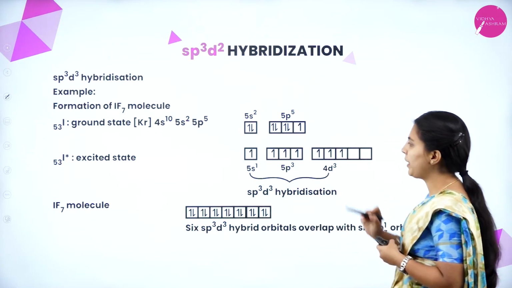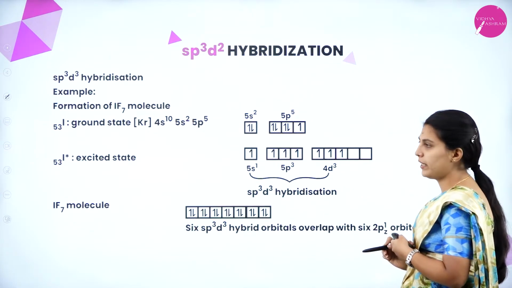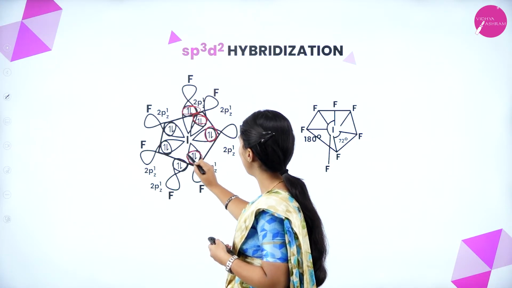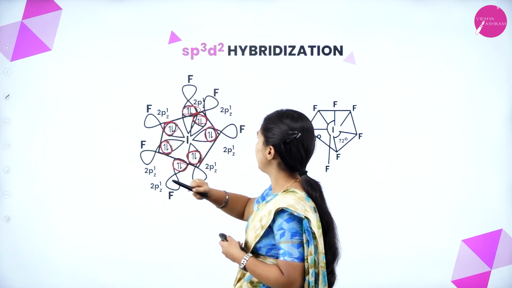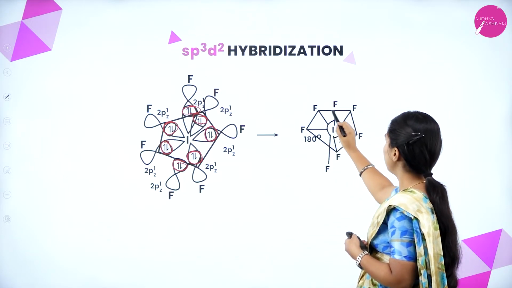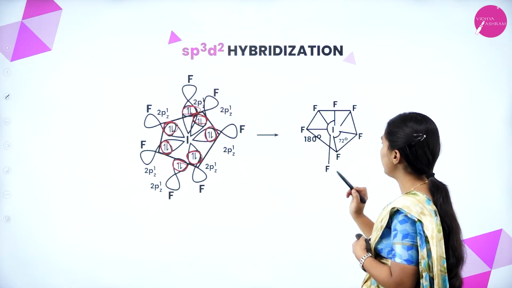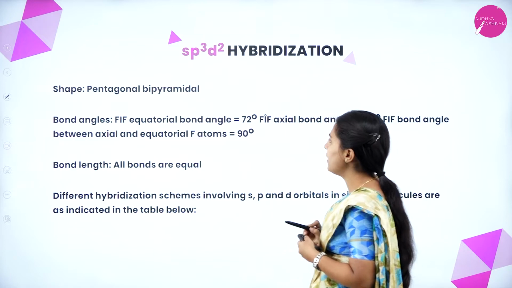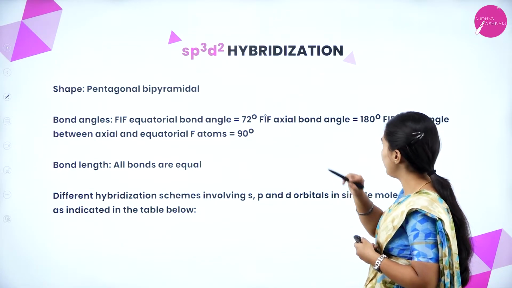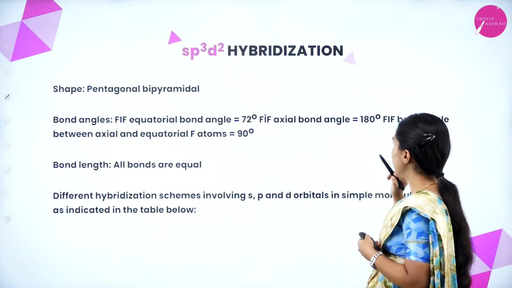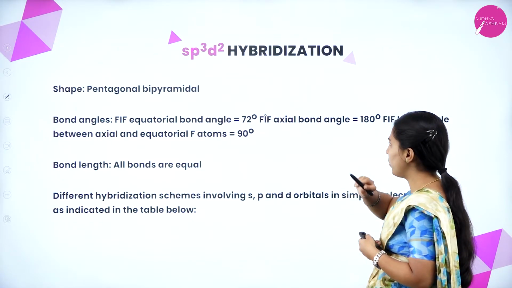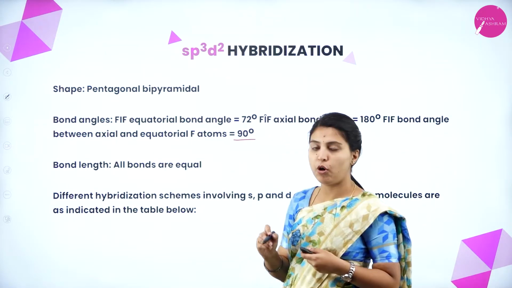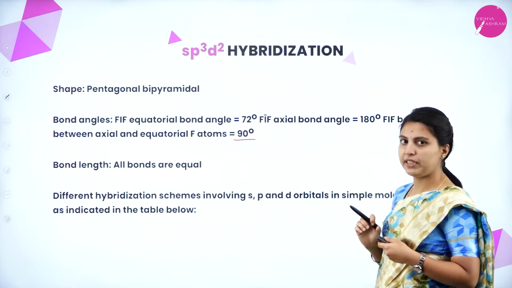For this, singly occupied F, 7 of them, will go and attach there. What will happen, see here? s1, F1, F2, F3, F4, 5, 6 and 7. Overall IF7 will form. See, all the F on one side 72 degrees, another side 180 degrees. Overall pentagonal bipyramidal will form. Bond angle is 72 degrees between fluorine and fluorine in the equatorial plane, axial bond angle is 180 degrees, and between axial and equatorial is 90 degrees. All bond lengths are equal. This is about sp3d3.